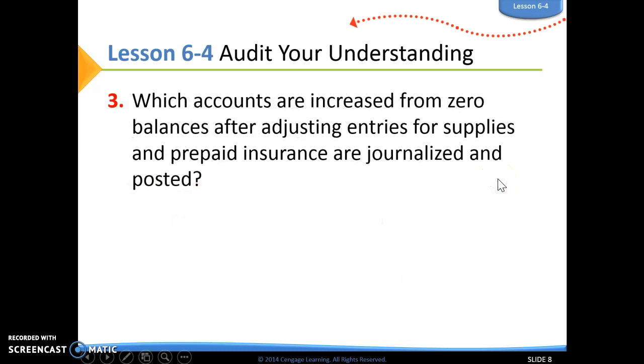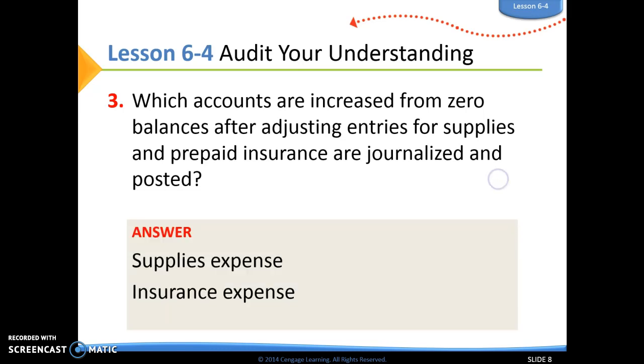Number three, which accounts are increased from zero balances after adjusting entries for supplies and prepaid insurance are journalized and posted? So what goes from a zero to having a balance? Our two expense accounts are going to go from having a zero balance to a balance. So supplies expense and insurance expense.